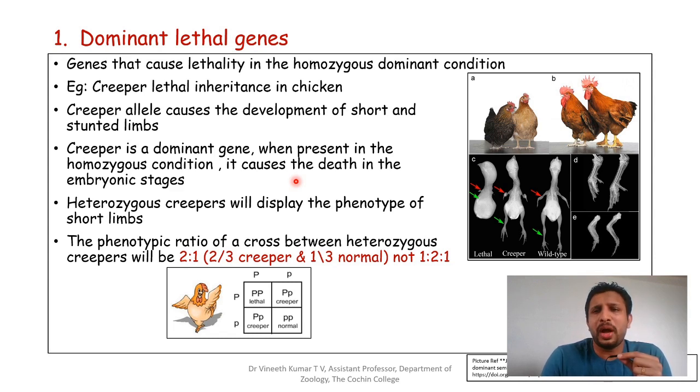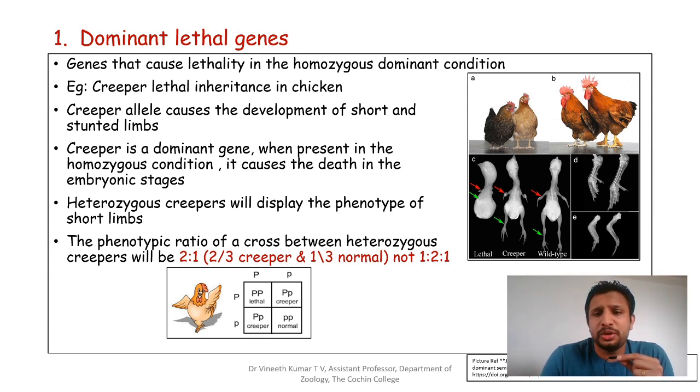That is a normal monohybrid ratio, a Mendelian ratio of 3 is to 1. That will change to 2 is to 1, because if you see this table, this one is lethal. You get only two creepers and one normal. That is the one you see as a phenotype. The other is dying in the embryonic stage itself.